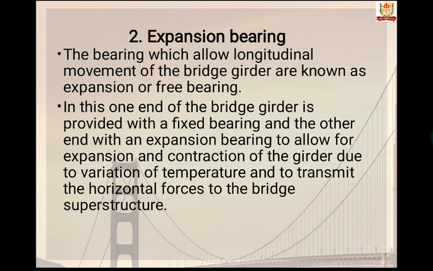Expansion bearing. This is the second type of bearing. The bearing which allows longitudinal movement of the bridge girder is known as expansion or free bearing. In this, one end of the bridge girder is provided with the fixed bearing and the other end with the expansion bearing to allow for expansion and contraction of the girder due to the variation of temperature and to transmit the horizontal forces to the bridge superstructure.